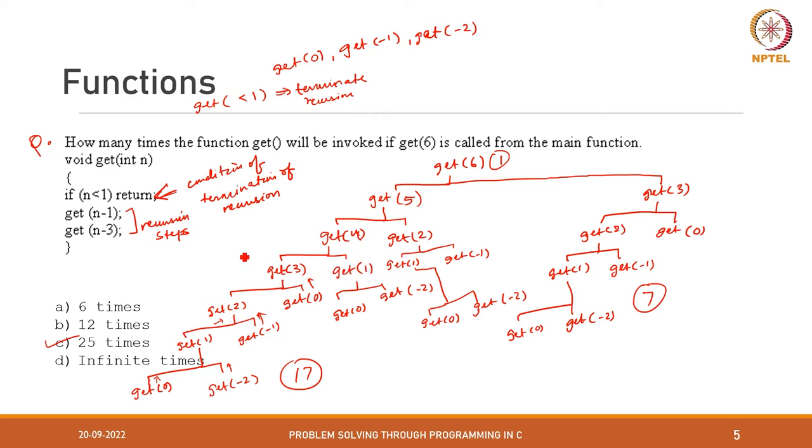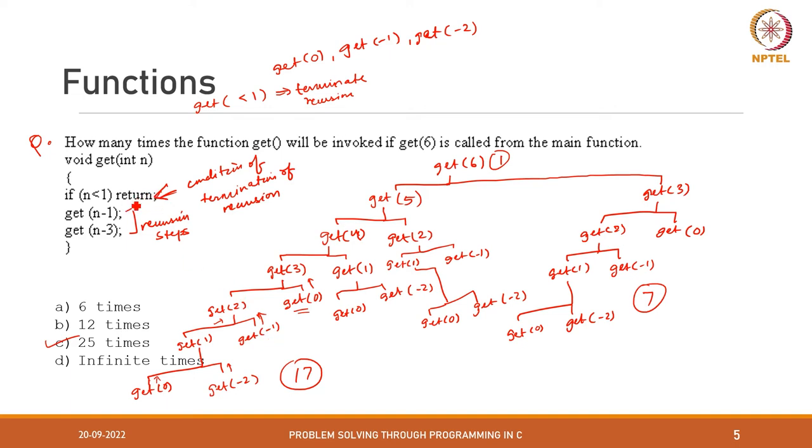Now get of 3, when it is called, will call get of 2 and get of 0. So this 0 is reached here. This won't continue any further beyond this, because it returns directly from here. So these recursive steps were not executed anymore, the program returned from here. For get of 2, what happens? It will again call get of 1, because this condition is not satisfied yet, so it will call get of 1 and get of minus 1. Because this get of minus 1 is reached, it will return here, so no further recursion for this branch.